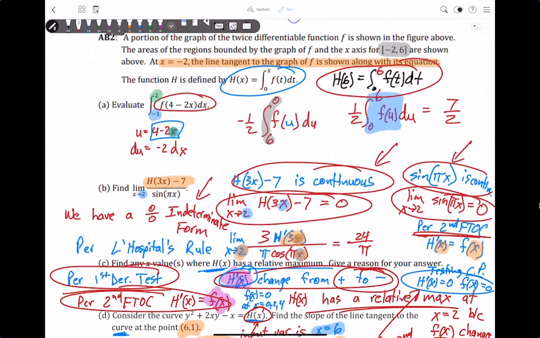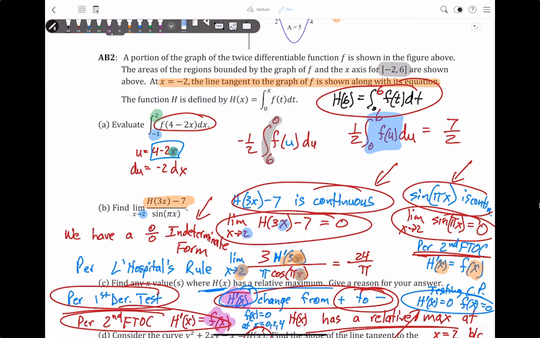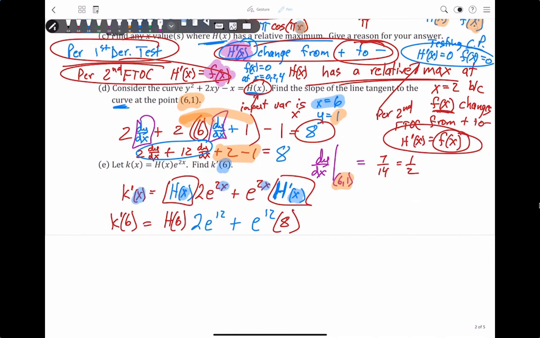So h of 6, if we were to use our original integral up here, remember, it's the area that we got from up here. The area from 0 to 6 was that 7 from before. So 7 times this 2 right here is going to become a 14. So 14e to the 12th plus 8e to the 12th is going to finally result as k prime of 6 is equal to 22e to the 12th. There you go, guys. Hope the extra practice helps.